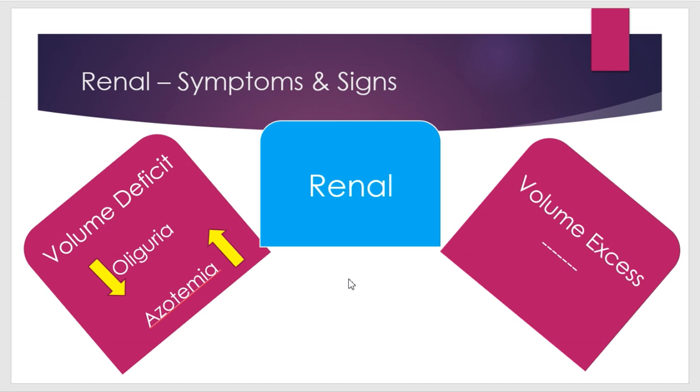As far as the renal system is concerned, any patient presenting with volume deficit will present with decreased urine output, known as oliguria. At the same time, the blood urea nitrogen in the blood will be increased. Less excretion is being done due to decreased glomerular filtration rate, GFR. So: oliguria, less urine output, and increased blood urea nitrogen. Volume excess patients usually have no specific signs and symptoms.